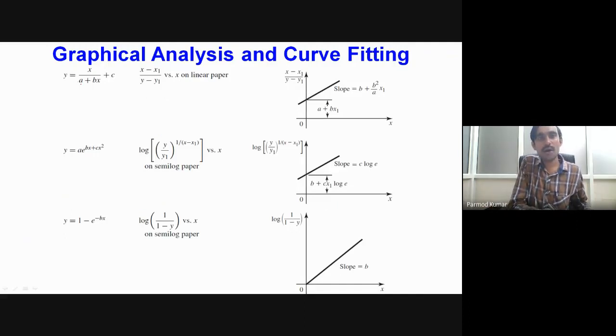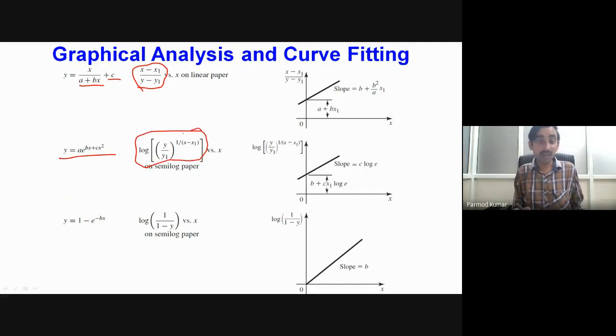So this is for y equal to ax squared plus bx plus c. Here also, if we take x minus x1 divided by y minus y1, we will get a linear variation. The next example is if our equation type is y equal to a e to the power bx plus cx squared. Here we can choose this formulation along the ordinate, and along x we have a linear scale. So this particular plot can be plotted on semi-log paper.